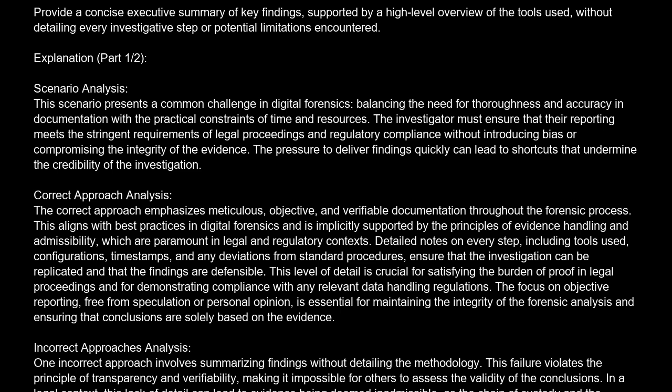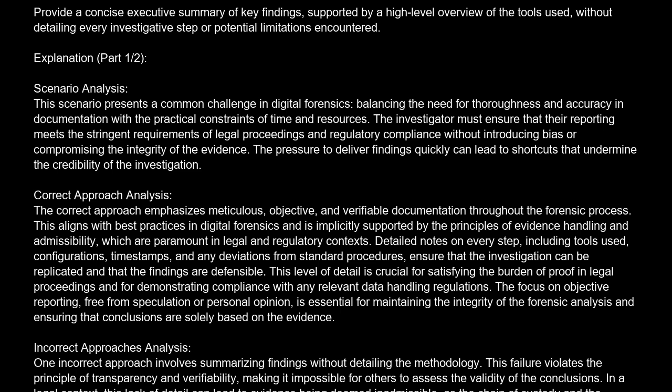Correct approach analysis. The correct approach emphasizes meticulous, objective, and verifiable documentation throughout the forensic process. This aligns with best practices in digital forensics and is implicitly supported by the principles of evidence handling and admissibility, which are paramount in legal and regulatory contexts. Detailed notes on every step, including tools used, configurations, timestamps, and any deviations from standard procedures, ensure that the investigation can be replicated and that the findings are defensible.